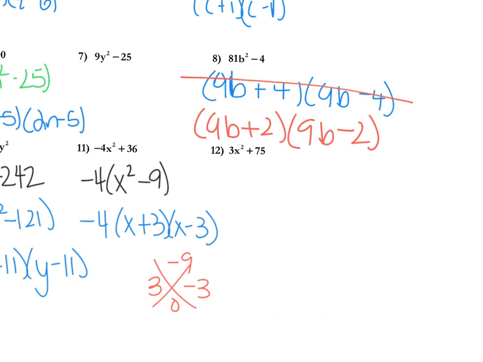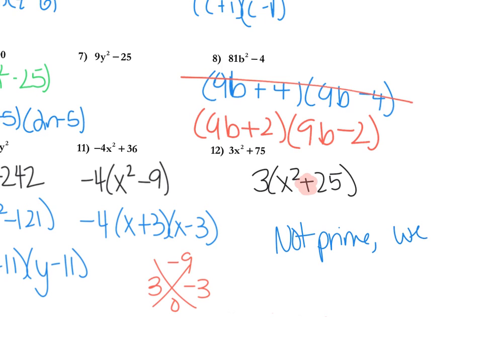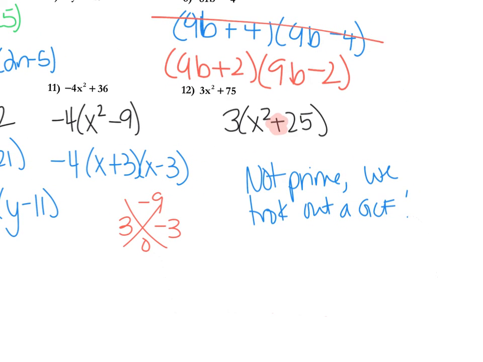All right, last example. Is it in standard form? Yes. Is there a GCF? Yes. Okay, and then can I factor this further? Wrong. Because the difference of two squares only applies to a difference, and this is addition. But this is not prime because we took out a GCF. Remember that if you factor something, it can't be prime.